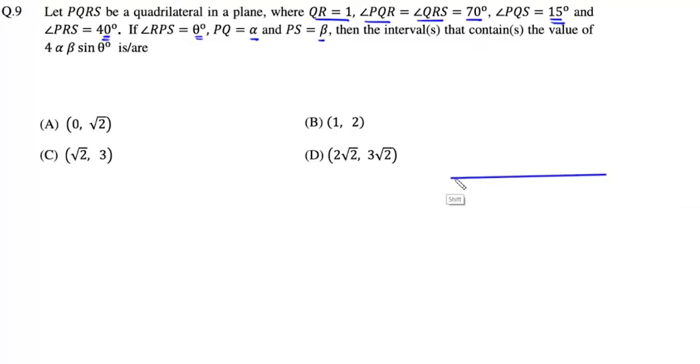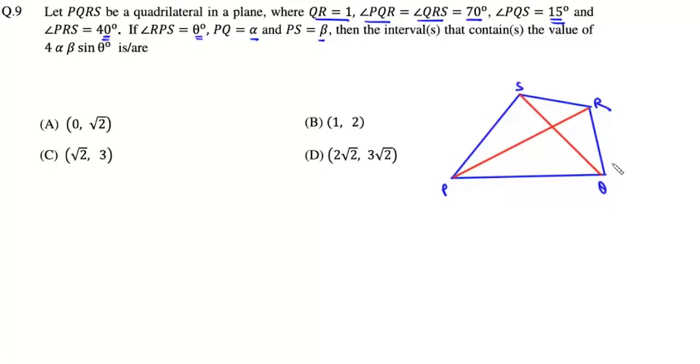Now here what we'll do is, we'll draw a quadrilateral. Now this is P, Q, R and S. And let us draw these diagonals also. Now it says this QR is equal to 1. Angle PQR equals QRS and they are both 70. Angle PQS is 15, so this angle is 15. This whole angle is 70. So this angle will be 55 degrees.